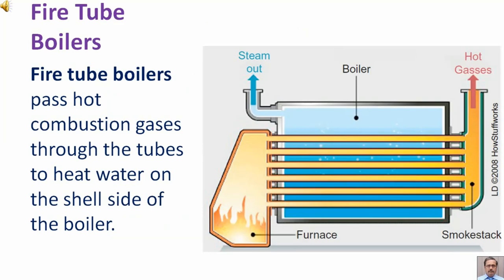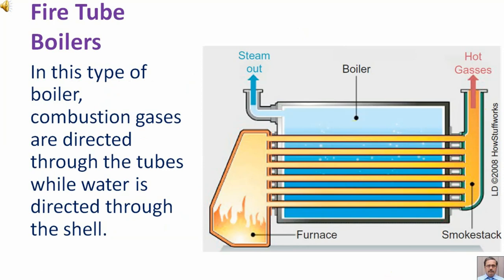Fire tube boilers. Fire tube boilers pass hot combustion gases through the tubes to heat water on the shell side of the boiler. In this type of boiler, combustion gases are directed through the tubes while water is directed through the shell.